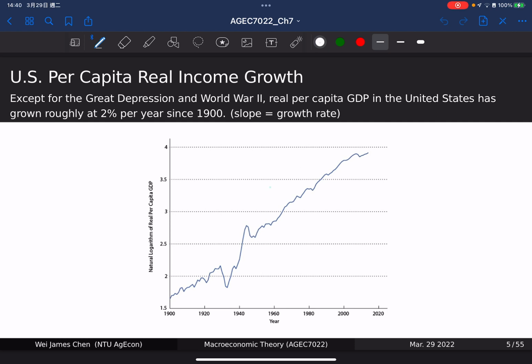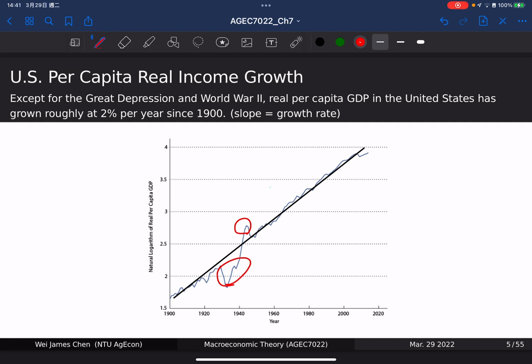Okay, so you can basically use a straight line to capture this trend, right? Except for here and here, but this is basically the Great Depression, one of the biggest exceptions. But overall, you can say the trend is a straight line, and the slope of this straight line is about 2%. So since 1900, for these 120 years, the U.S. economy has grown at 2% real GDP growth rate per year.